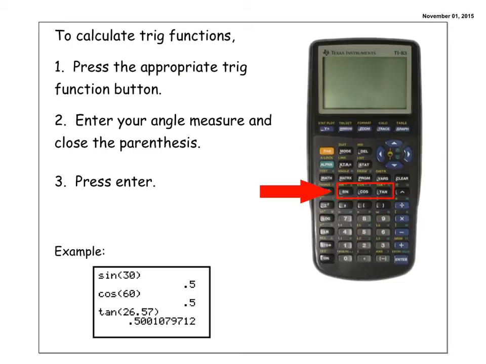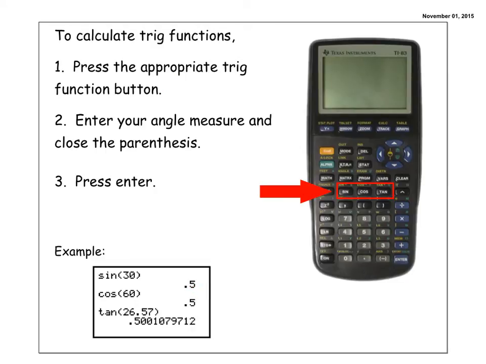It will still find it if you don't close the parentheses, but you're going to learn tomorrow when we do our trig equations that if you don't close that parenthesis, it messes up the equations that we do tomorrow. So I want you getting used to actually closing that parenthesis today. So I made sure I put that in the direction. So you want to close your parentheses and then you just press enter, and it will give you the value there.